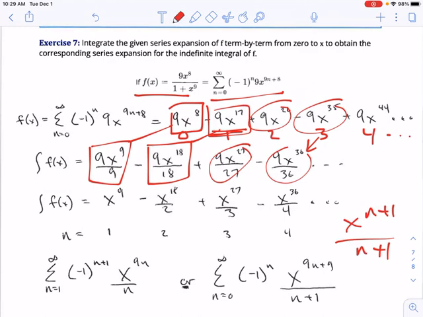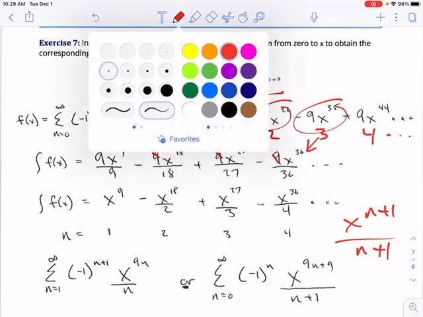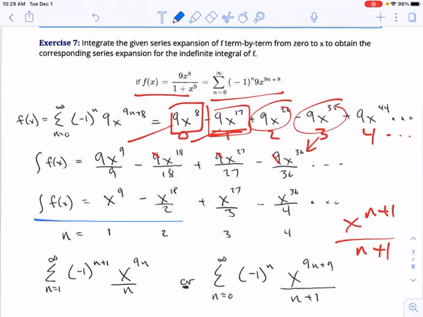All right, now comes the fun part. Well, before the fun part, we can do some canceling. 9 cancels with the 9. 9 cancels with the 18, with the 27, with the 36. So we get a little bit nicer looking function here. And so now we need to come up with the power series representation for that.